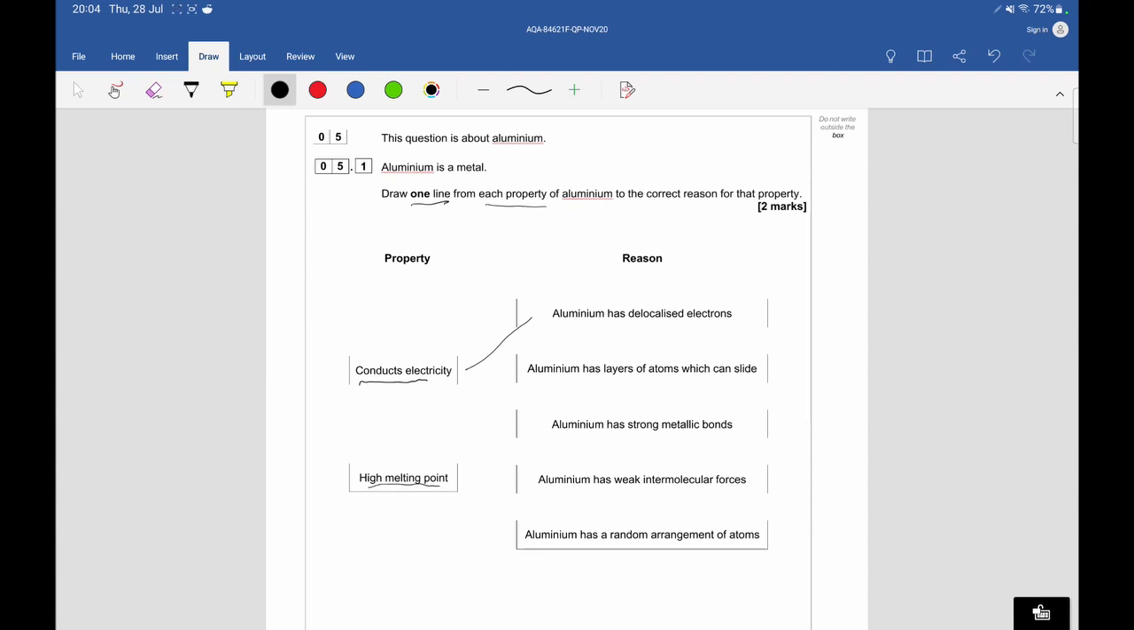And why do they have a high melting and boiling point? Let's see which of these best fit our answer. Has layers of atoms which can slide over. It does have those, but that actually explains why it's malleable and not anything to do with its melting or boiling point. It doesn't have intermolecular forces at all because it's not covalent, it's not molecules. It doesn't have a random arrangement of atoms when it's a solid. It's actually going to be that it has strong metallic bonds.